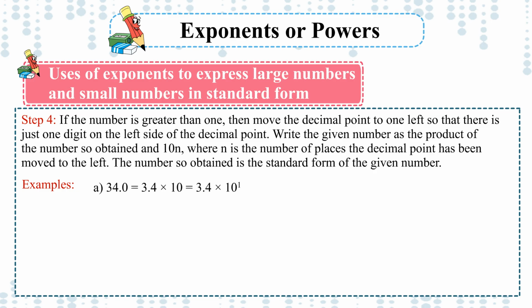Examples. a. 34.0 is equal to 3.4 × 10, which is equal to 3.4 × 10 raised to the power 1. b. 3.4 is equal to 3.4 × 1, which is equal to 3.4 × 10 raised to the power 0. c. 0.34 is equal to 3.4 × 1 upon 10, which is equal to 3.4 × 10 raised to the power minus 1.